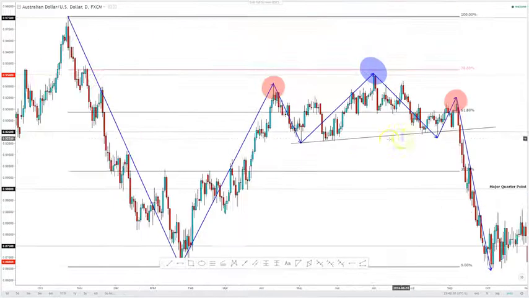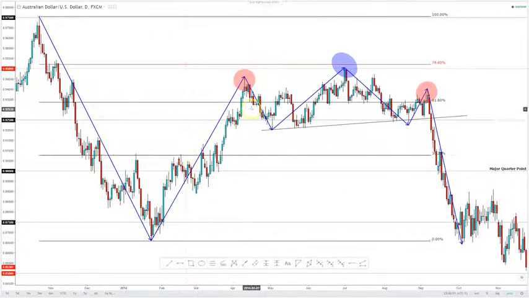Very, very simple, guys. So that's a head and shoulders formation. Advanced market formation. Why is it an advanced market formation? Because we're adding in Fibonacci to it. Make sense? Okay, so let's go to another example.